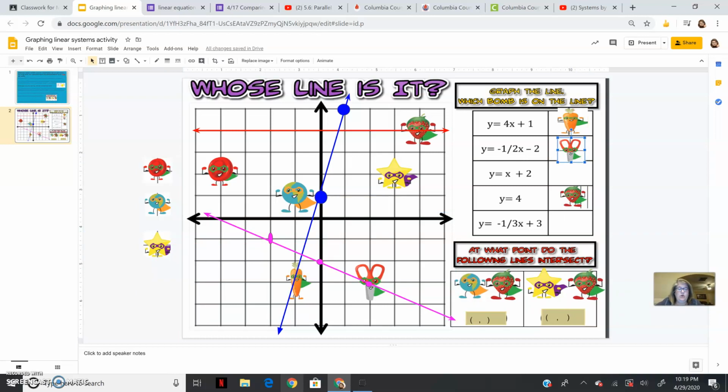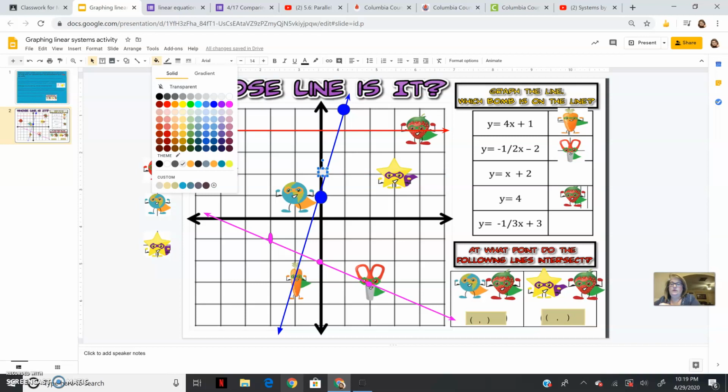Now let's do y equals x plus 2. So we're going to start at the 2, at the positive 2. And I'm just going to grab a little circle, (0, 2). I'm going to put it right, maybe. I'm having a little trouble with my circles tonight. Okay, right there. And then I'm going to change the color of it to green.